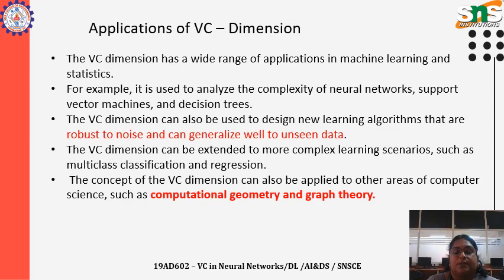The next is the application of VC dimension. So where is the VC dimension actually applied? It is applied in a wide range of applications in machine learning and statistics. For example, it is mainly used to analyze the complexity of neural networks, support vector machines, and decision trees, and is mainly used to design new learning algorithms that are robust to noise. Robust to noise means the algorithm has to train the model with denoising capability. It has to be inbuilt.